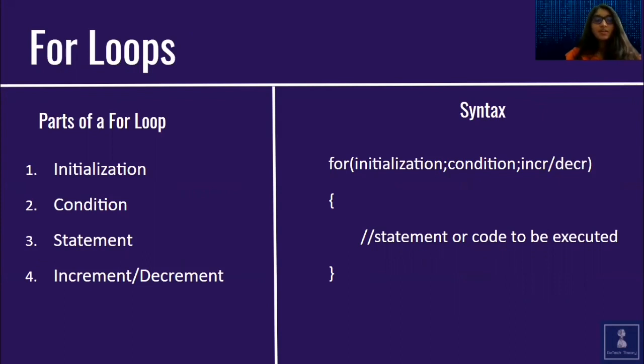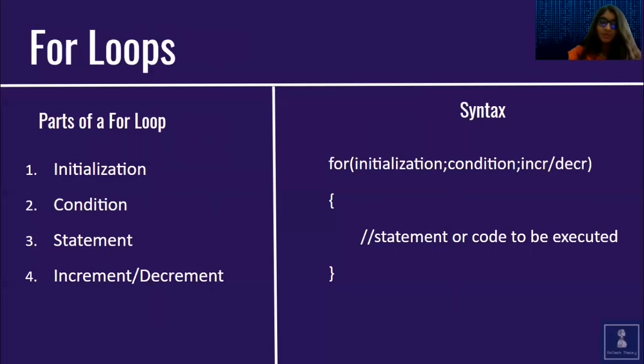Initialization is the initial condition that is executed once the loop starts. Here we can initialize the variable, or we can use an already initialized variable. Condition is the second part of the for loop, which is to be executed each time to test the condition of the loop. It continues execution until the condition is false. It must return a Boolean value, either true or false. It is an optional condition.